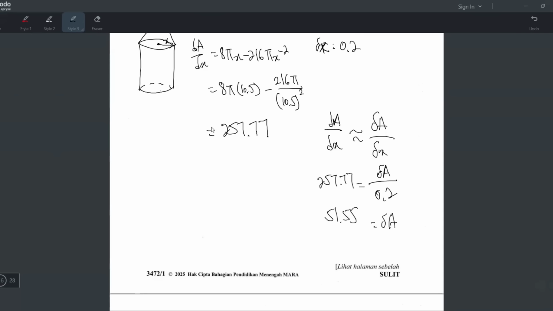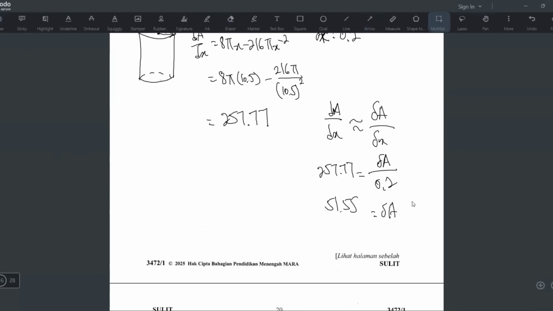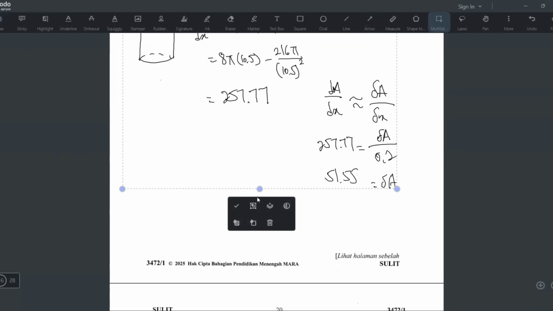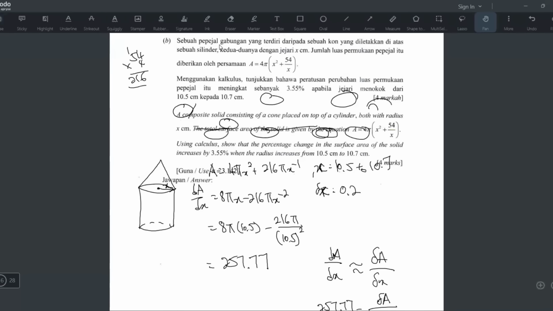They want the percentage change. So remember, the percentage change formula is delta A over A times 100. I will make some space like that. The percentage change in A will be delta A, which is 51.55, and later I'll use the answer button, over the original A, times 100. How to find the original value of A? Very easy. Just take the original value of x and substitute inside the A equation. That's all.